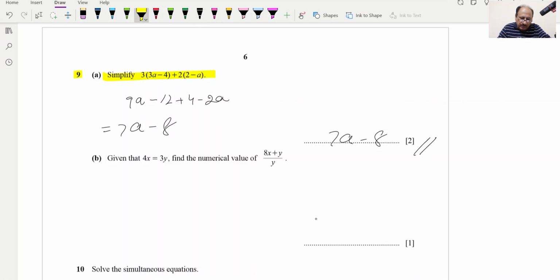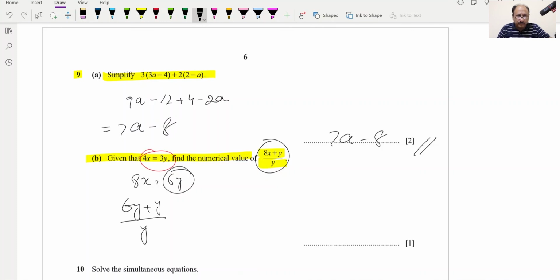Now B part, given that 4x is equal to 3y, we have to calculate for this. 4x is equal to 3y, so we can write 8x will be equal to 6y, and this value we will replace in this. We will get 6y plus y over y, and this is equal to 7y over y, and y can be cancelled, and this is equal to 7. So the answer will be 7 for this question.